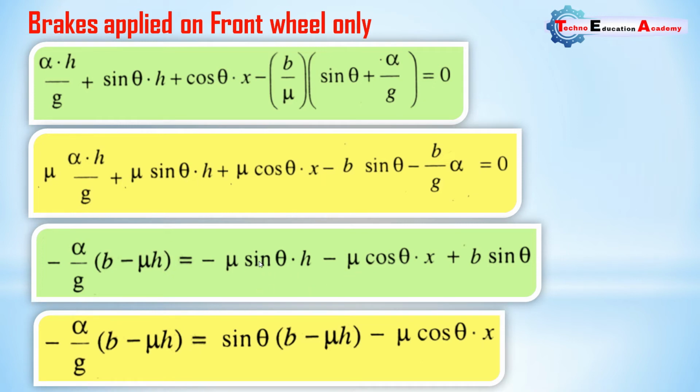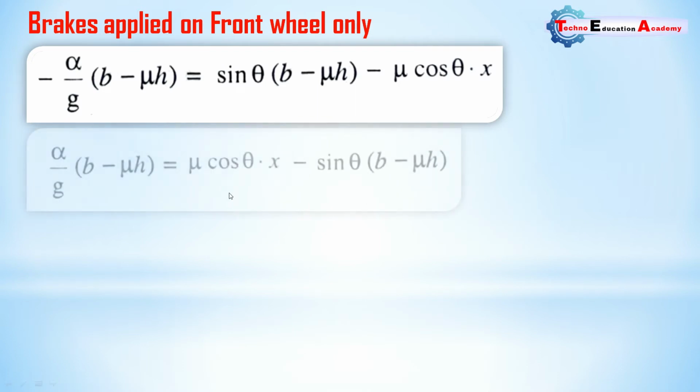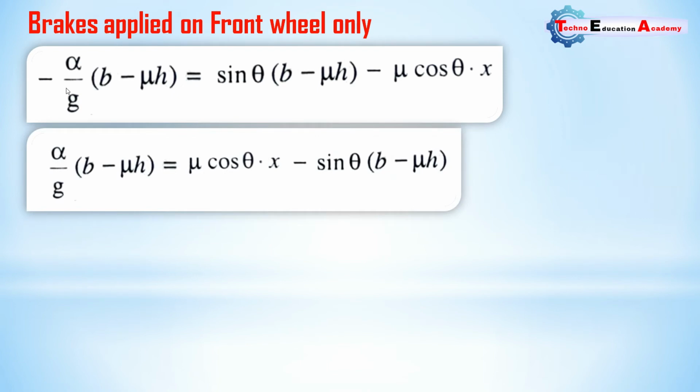So here you can see that on the right hand side, sin theta term is common. So sin theta remains as it is. On the right hand side, sin theta is a common term, b minus mu h minus mu cos theta into x. Continue from previous equation, and here we multiply with minus 1 on both the sides, left hand side and right hand side.